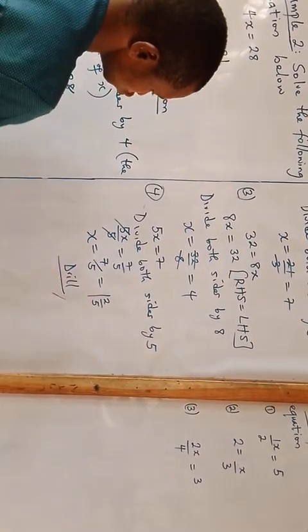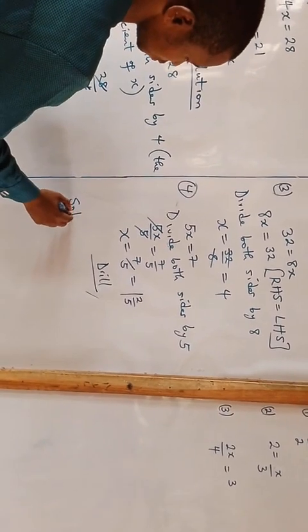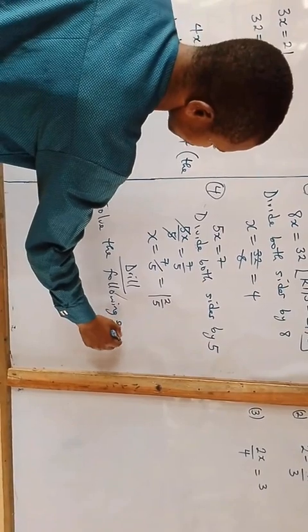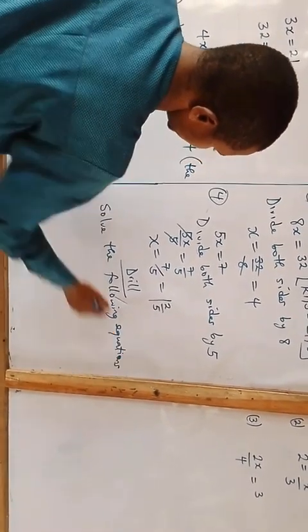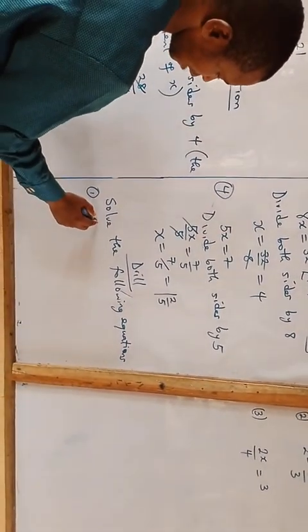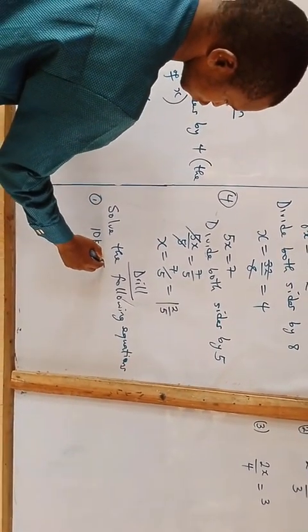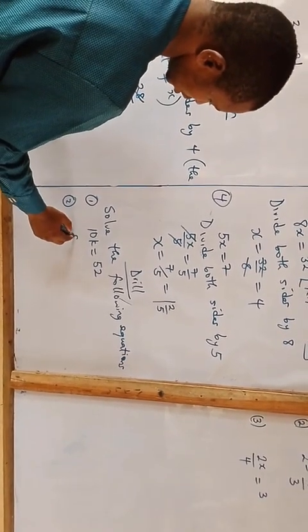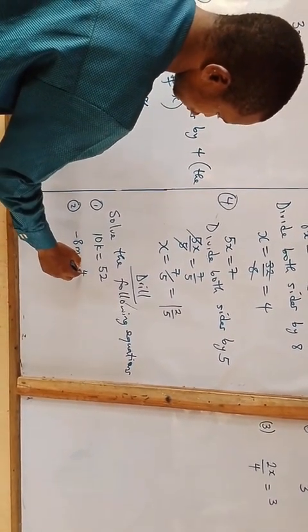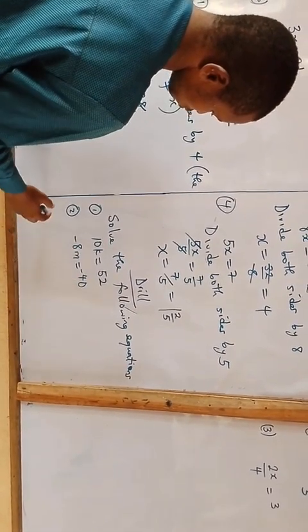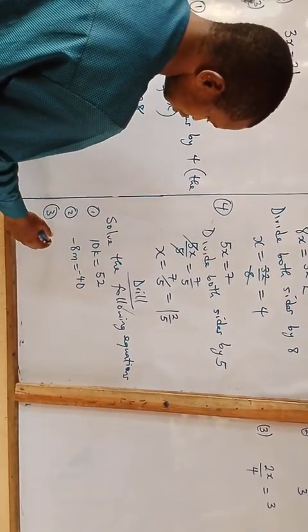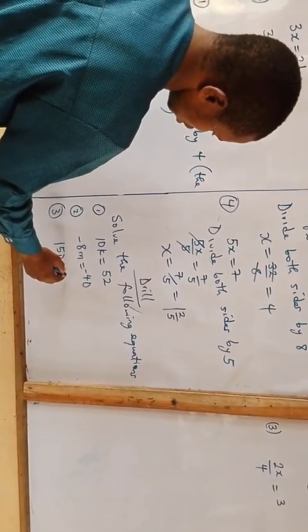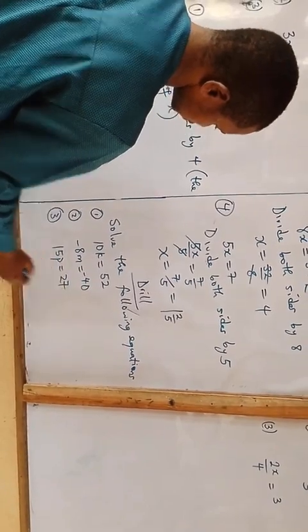And there is a drill for you to do. Solve the following equations and put your answer in the comment section. Number 1, you have 10k is equal to 52. Then number 2, you have minus 8m is equal to minus 40. Then the third one, you have 15p is equal to 27.